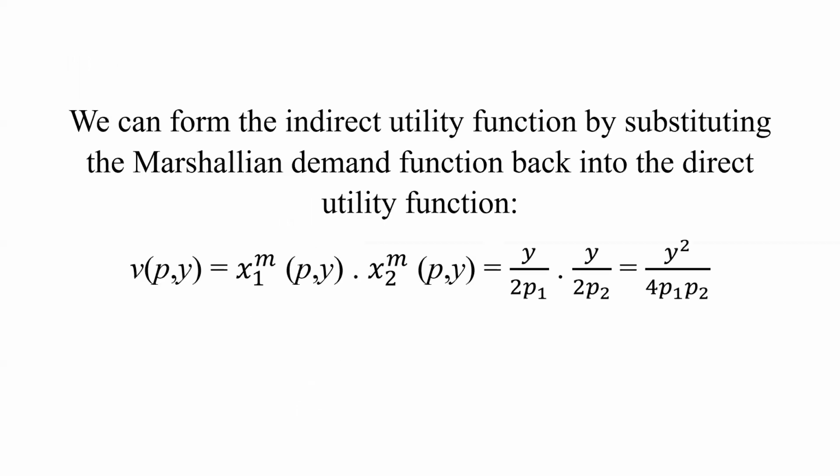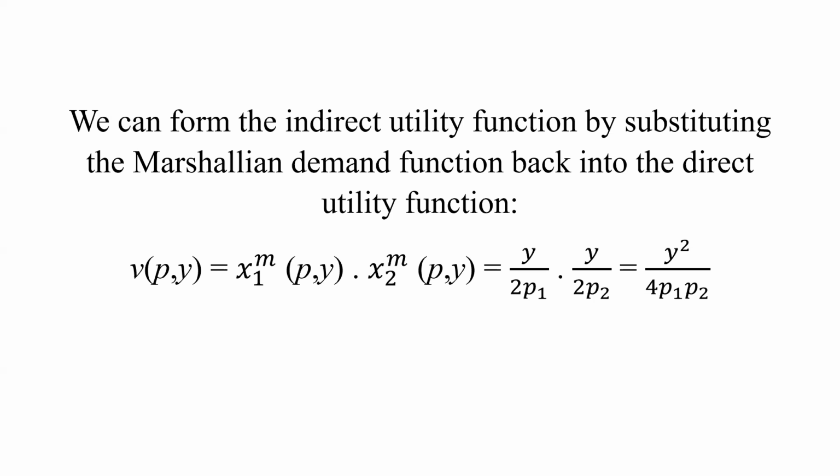After that, we can form the indirect utility function by substituting the Marshallian demand functions back into the direct utility function. Multiplying the two, we get y by 2p1 times y by 2p2, which gives y squared by 4 p1 p2, which is the value of the indirect utility function v(p, y). This is the end of the second question.